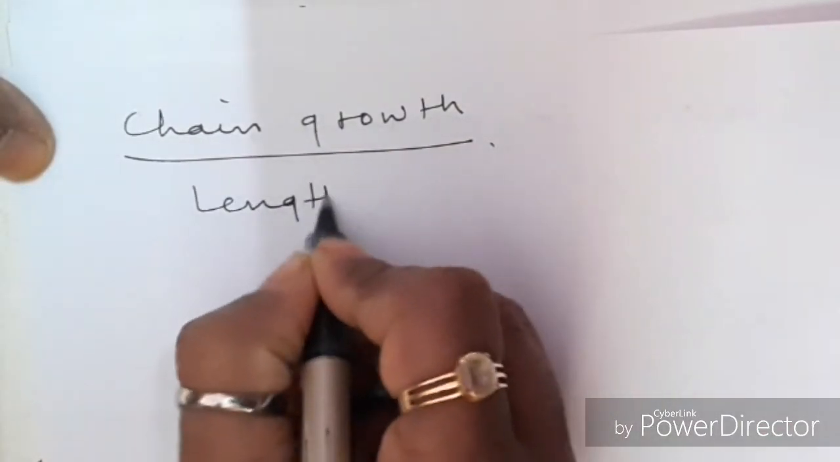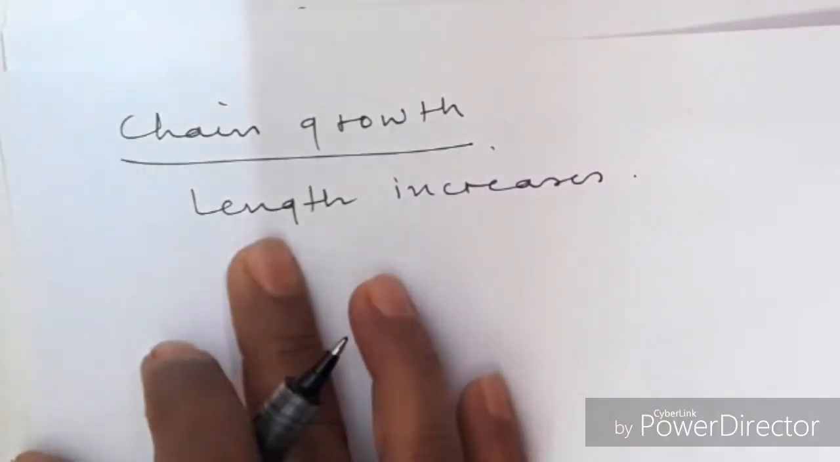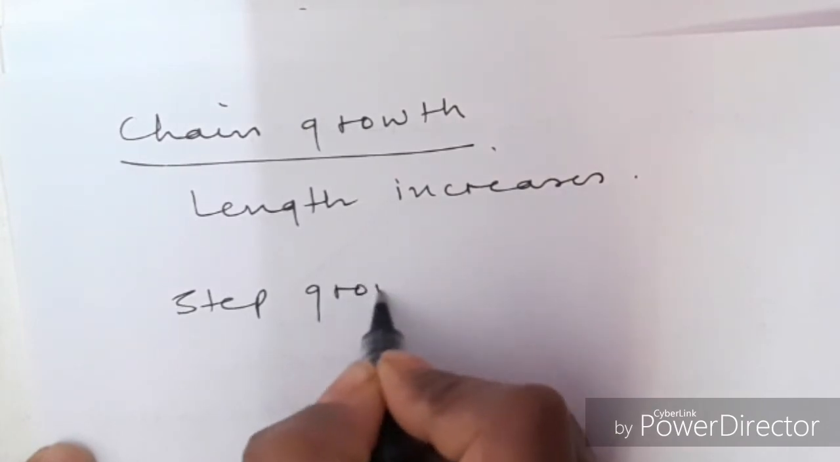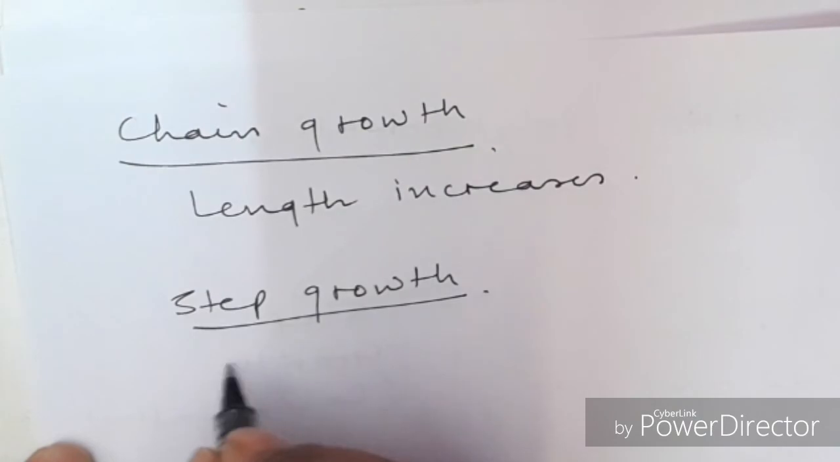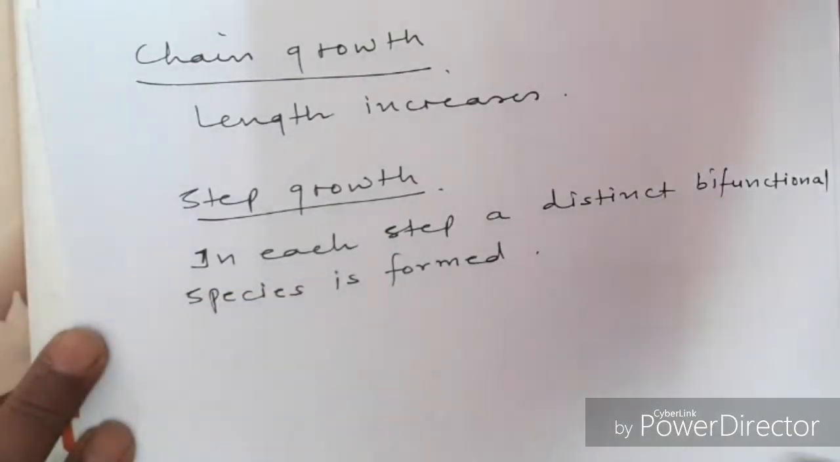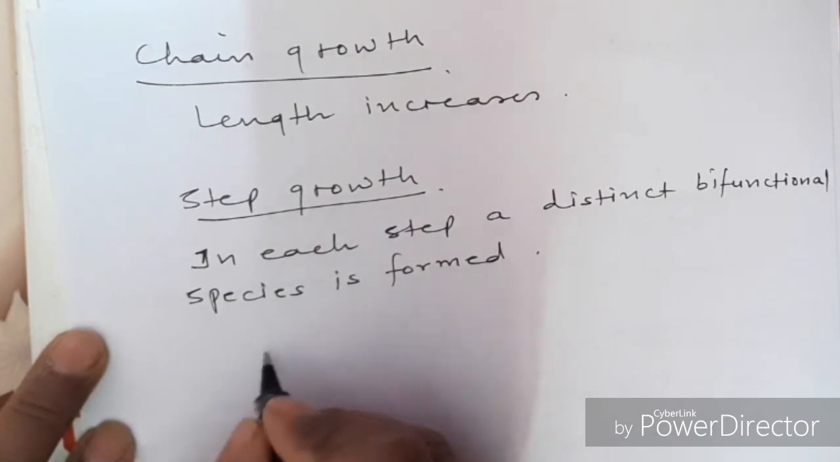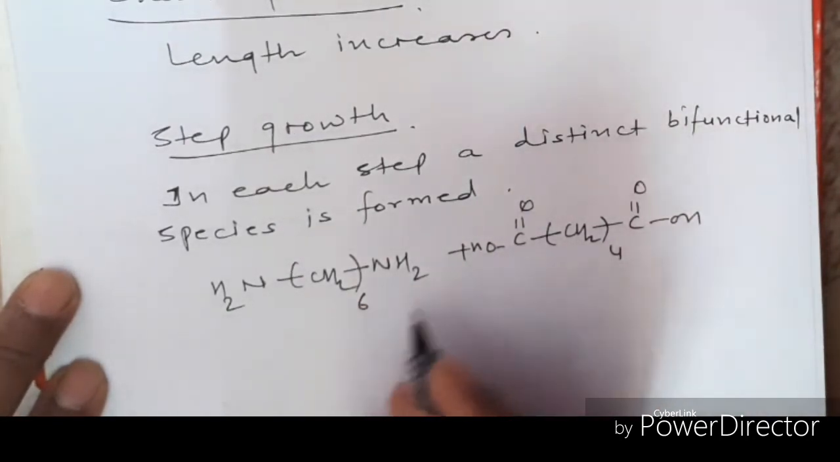Now the chain growth, what we learned, it's going to give you an increase in the length. Okay, and now let's see what's going to happen in the step growth. In step growth polymerization, we are going to see a good example once again. In each step, a distinct bifunctional species is formed. So you'll have different types of functional groups on either side of the chain. The example I'm going to take is the same example: hexamethylene diamine plus adipic acid.